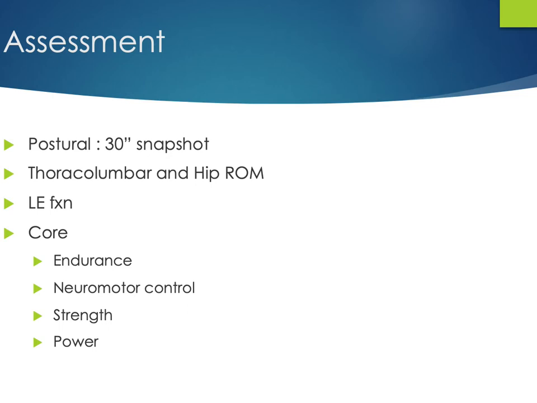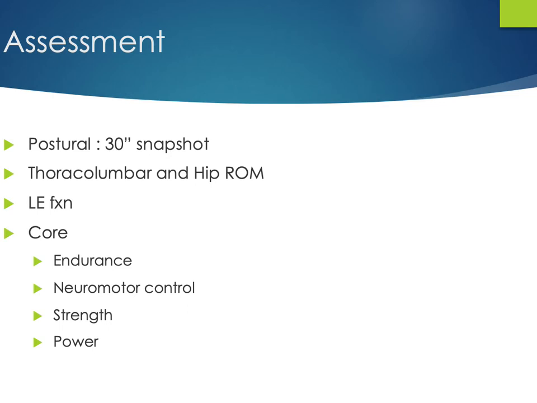Assessment. There's a lot of assessment tools out there, and we won't get to all of them. This is just to kind of give you a brief introduction to it. But assessment-wise, we're going to always start with your snapshot of your posture. You're going to look at range of motion, so we recommend that you look at your thoracolumbar range of motion and your hip range of motion. Look at lower extremity functioning, because we know the hip is extremely important for that. And then specific to the core, there are different categories we can talk about. So we can talk about endurance, neuromotor control, strength, and power.